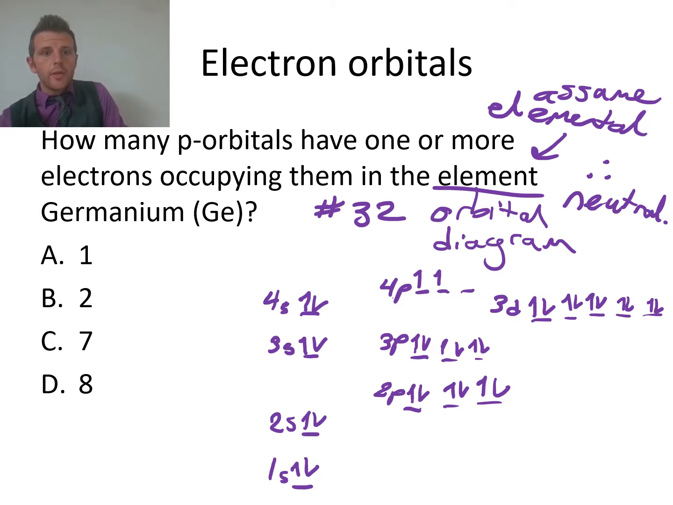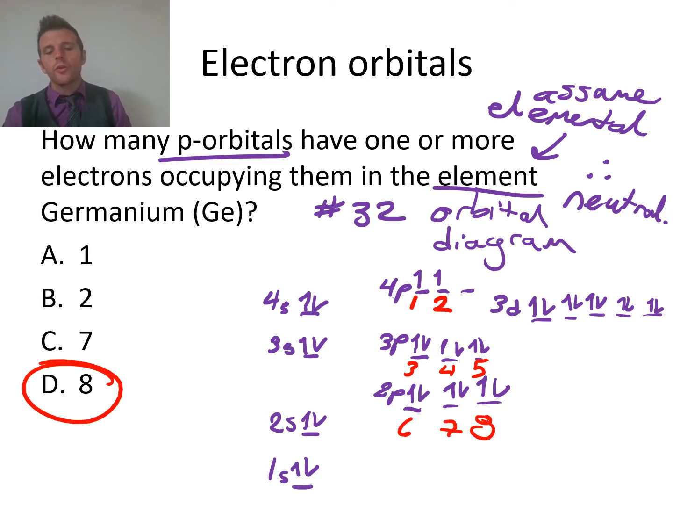So then now, how many p orbitals have one or more electrons occupying them? I'm going to just count them off in red. 1, 2, because those are separate p orbitals. One would be the px and one would be the py. There are also p orbitals on the third energy level and the second energy level that need accounting for as well. 1, 2, 3, 4, 5, 6, 7, 8.